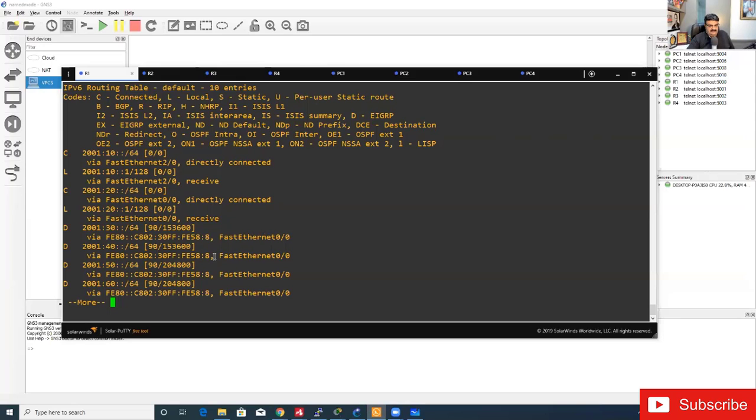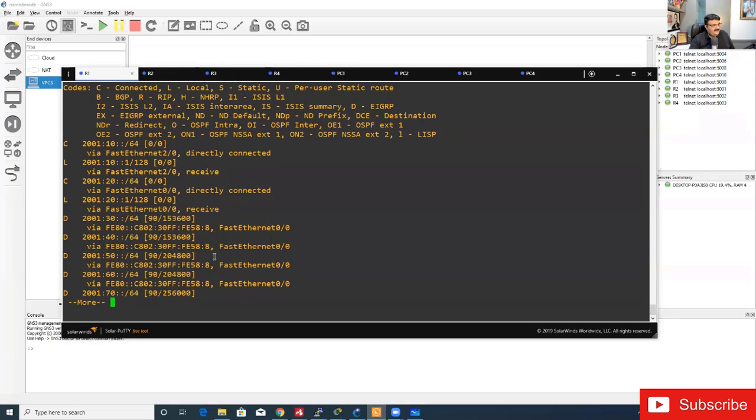So EIGRP name mode is done. Tomorrow we'll talk about the favorite protocol of you guys. Fifteen minutes will be for EIGRP and then we'll talk about OSPF. It will be really interesting. OSPF is also a good protocol, my favorite also. So we'll talk about OSPF tomorrow.